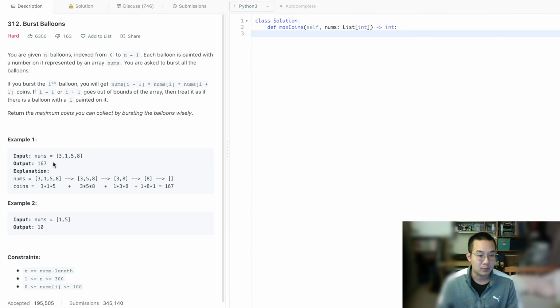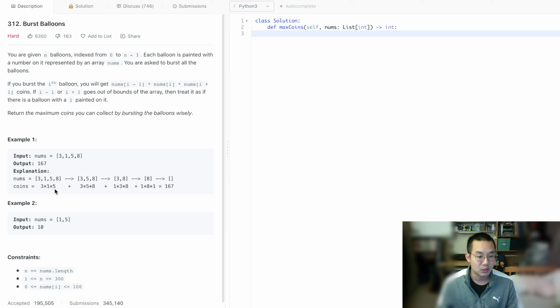In this particular problem, we are given balloons with a number of coins available on the balloon, and we're supposed to pop the balloons in the order in which we can maximize the number of coins we can obtain. And the coins in question here is 167. That is possible because by popping the middle balloon, we can multiply the side balloons and get that value.